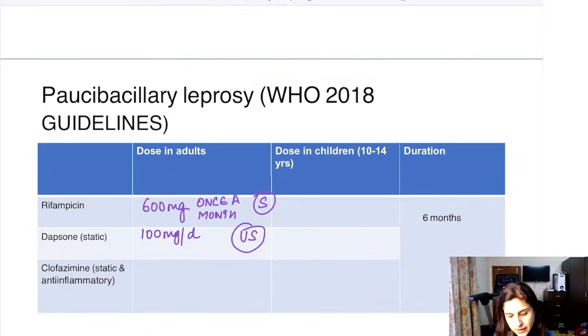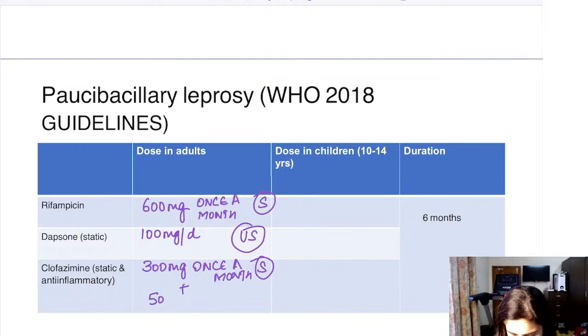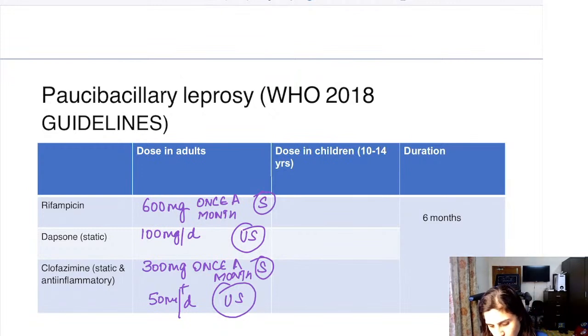Third is clofazimine. Clofazimine is taken in both forms, supervised and unsupervised. Supervised is always once a month, as every day is not possible. So it is 300 milligrams, one day he takes 300 milligrams once a month, and that is supervised. After that he will take 50 milligrams per day, and that is unsupervised. So this is the regimen followed for adults, and the duration is 6 months.